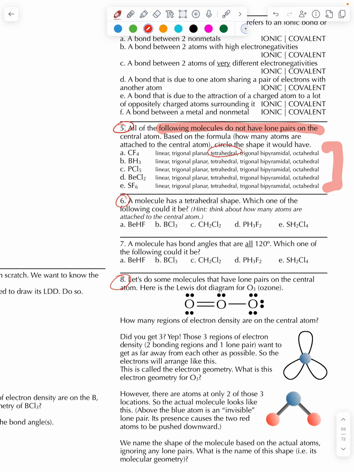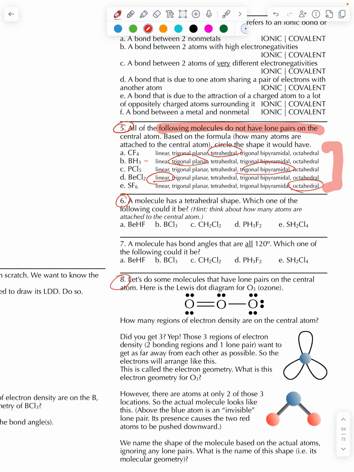Tetrahedral. What about 3 atoms attached? Trigonal planar. 5 atoms attached: trigonal bipyramidal. 2 atoms attached: linear. 6 atoms attached: octahedral. So again, it was important that I said there are no lone pairs on these. And then it's just all about how many atoms are attached. That tells you what the geometry is.